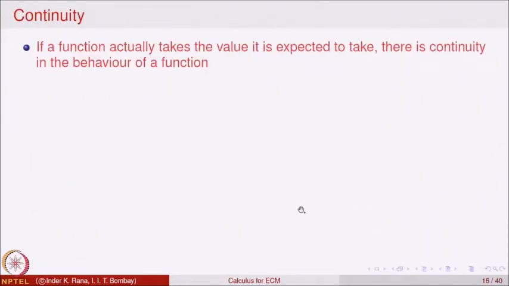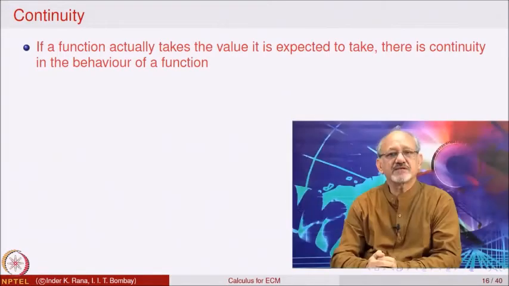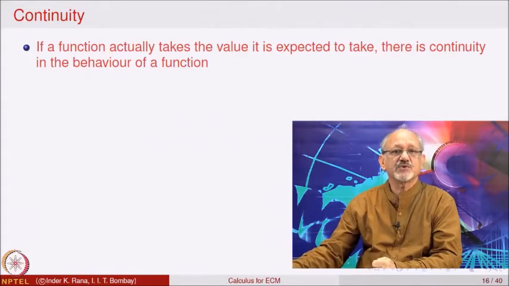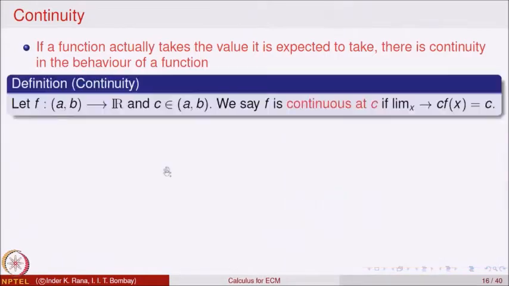So, once we have understood the concept of limit of a function at a point, recall, what was the concept of limit? Limit was the value that the function is expected to take by looking at its properties at nearby points. So, if a function actually takes the value it is expected to take, then we will say there is a continuity in the behavior of the function. So, this motivates our next concept. We define what is called continuity.